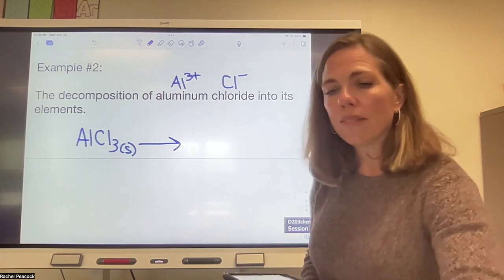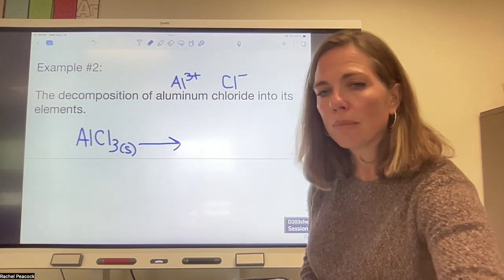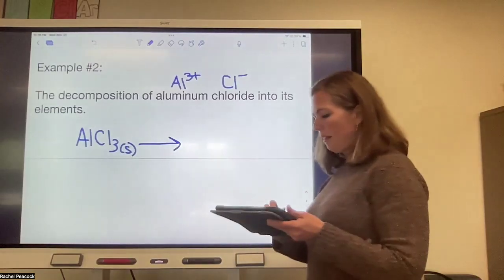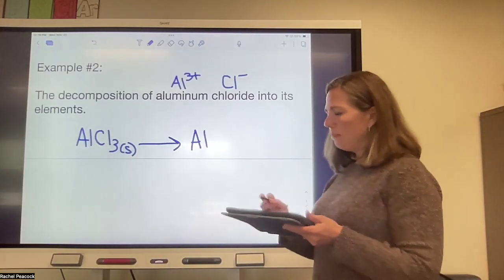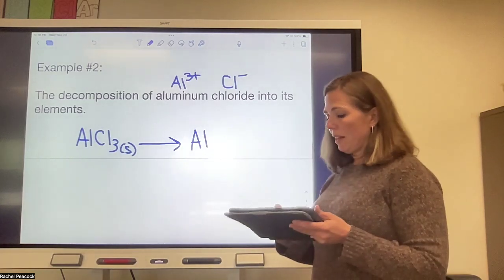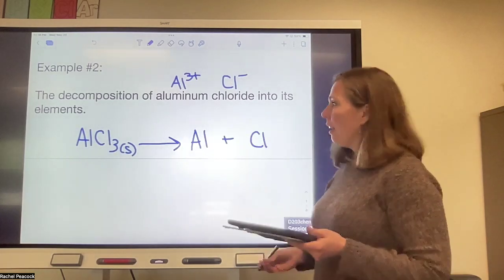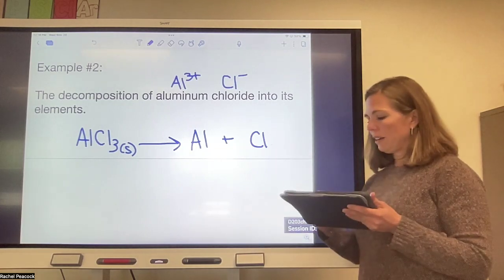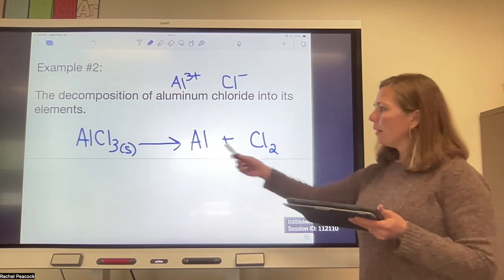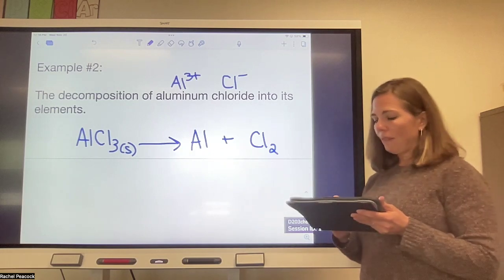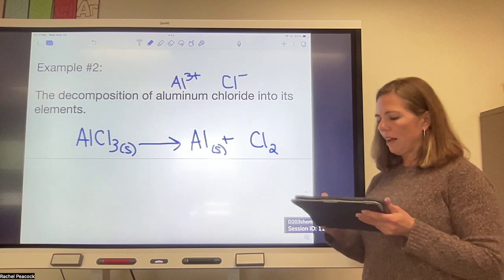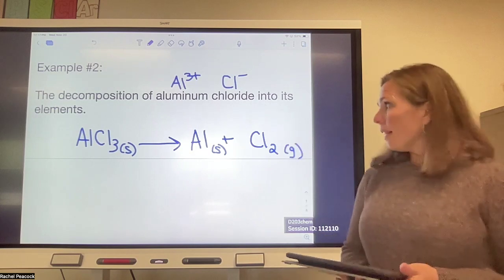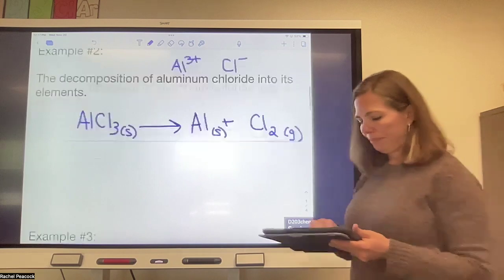So go ahead, pause the video, try the product side. Hit play when you're ready. Okay, so hopefully you have something down. You're going to have Al because that's the first element, and then you're going to have Cl. Which one of these is part of the diatomic elements? That's the chlorine. So you're going to put a 2 there. Aluminum is not, so we leave it by itself. Aluminum is a metal, so we're going to put solid. Chlorine is a gas, so we're going to put a g. Okay, that's all you're doing.